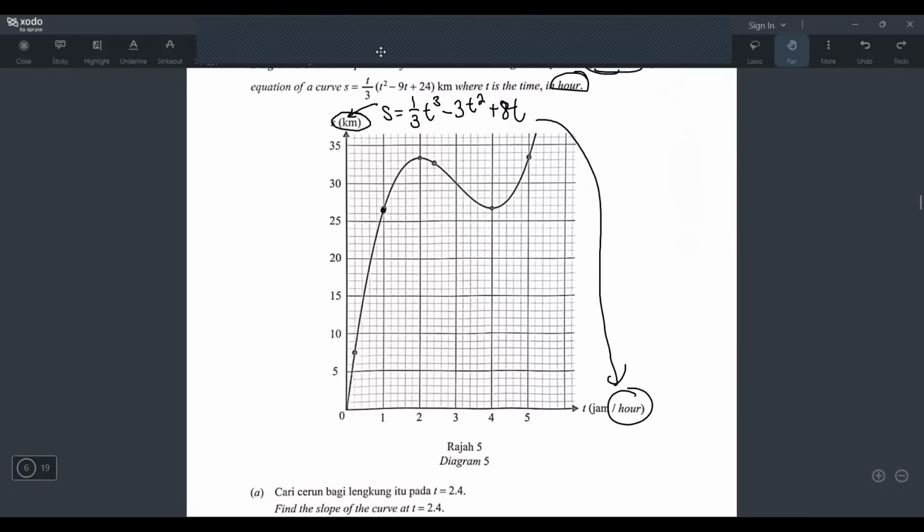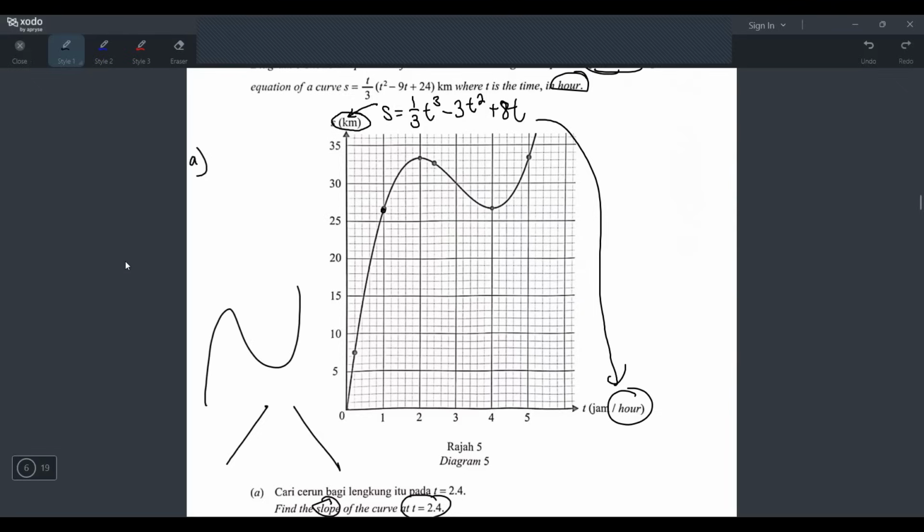Question A says find the slope of curve at t equals 2.4. What is slope? Slope means gradient. But let me tell you, you can only find gradient for a straight line. Gradient means you are trying to measure how steep the line is. And if the line is like this, you cannot find the gradient actually, unless they give you a specific point. Then you can draw a tangent line to find the gradient.